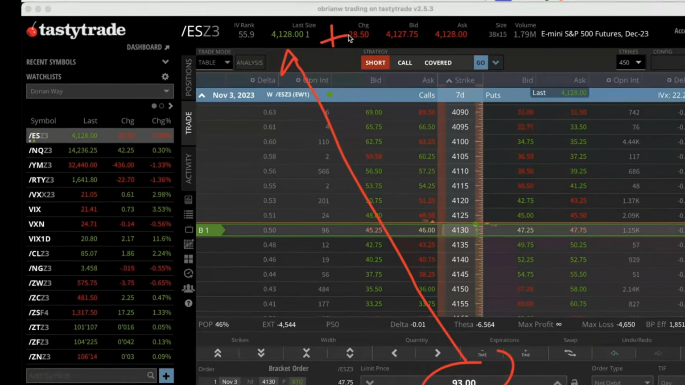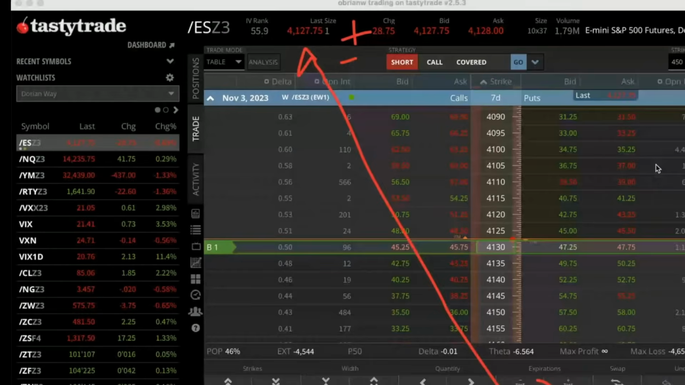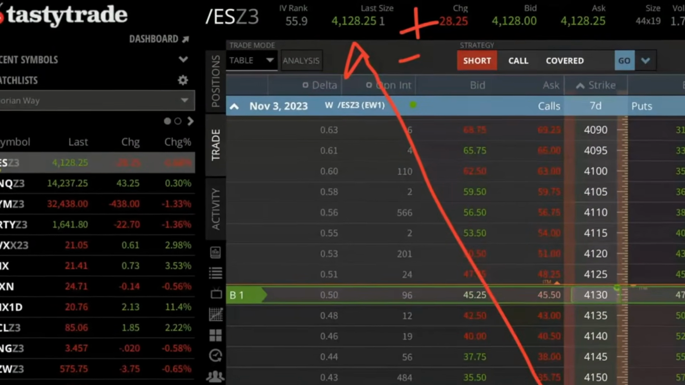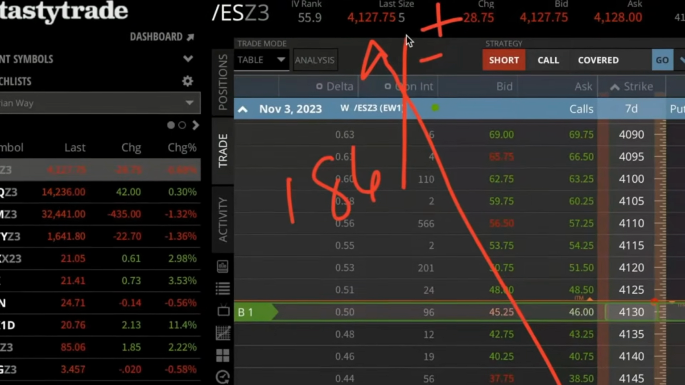So if we take that, that's the same kind of concept we were doing with the 1 DTE trade. We take that 93 and we times it by 2. That's going to be 186 points away. So 186, we're going to take that and add it to this once again, and then subtract it from that.